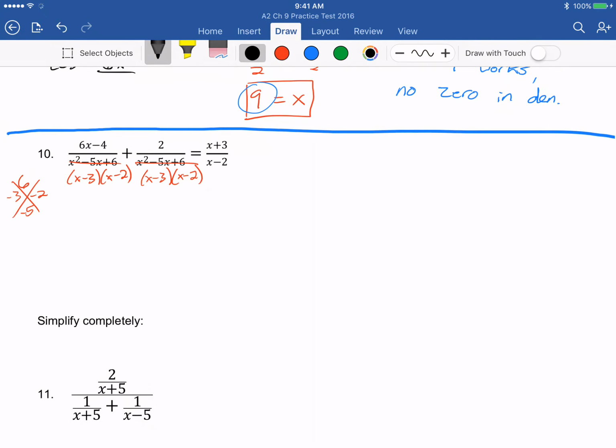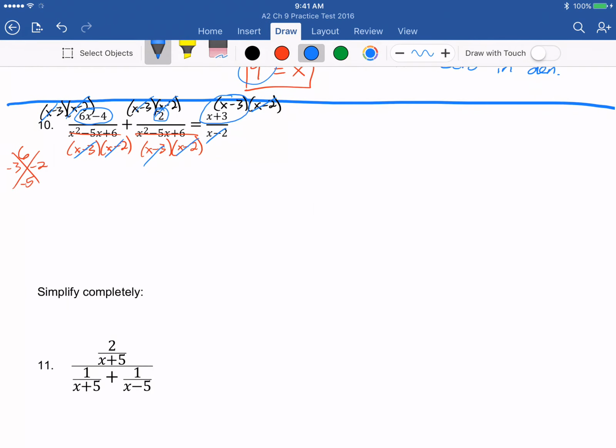So here I have to multiply the top by x minus 3 and x minus 2, x minus 3 and x minus 2, and I have x minus 3 and x minus 2. So here I can see that this x minus 3 cancels out, the x plus 2's cancel out, the x minus 3's cancel out. So I'm left with this 6x minus 4, this 2, and then here these x minus 2's cancel out, and I'm left with this right here. So that I actually have to go through and actually FOIL.